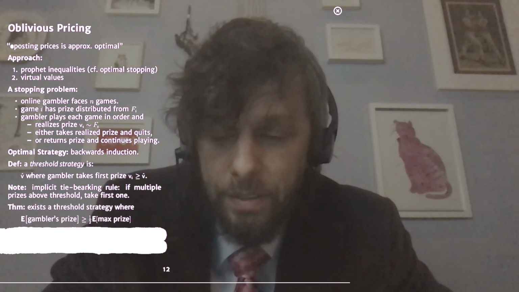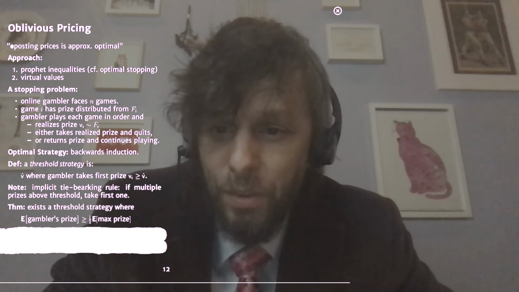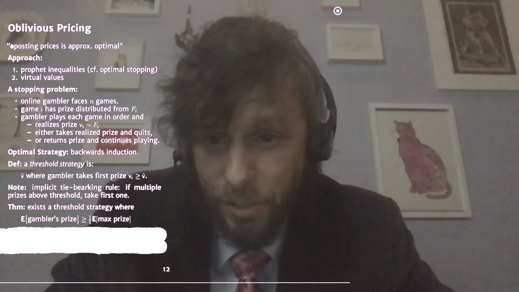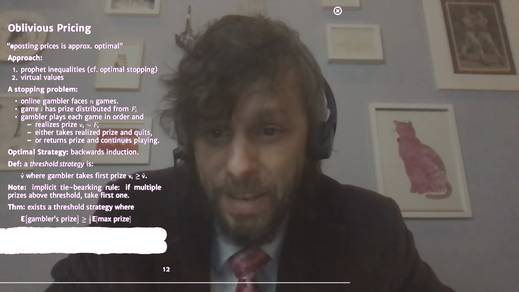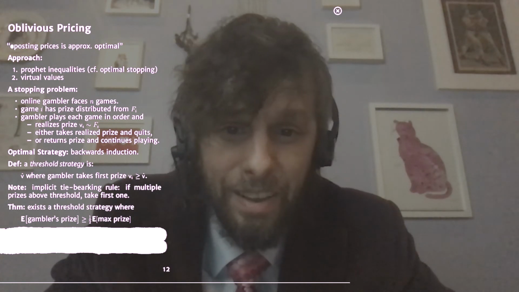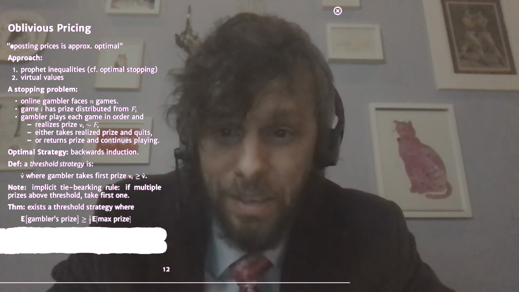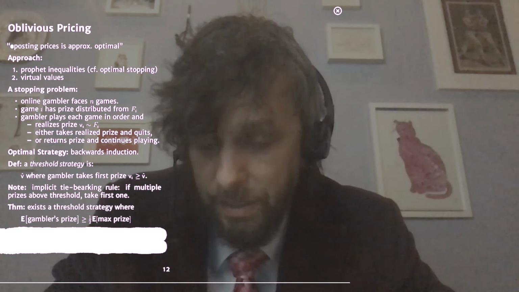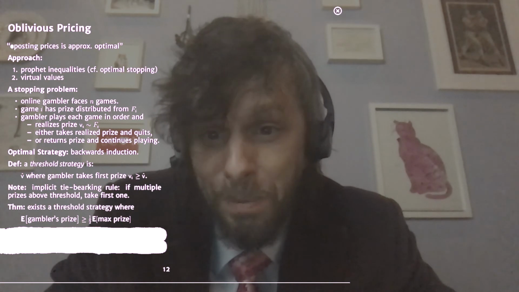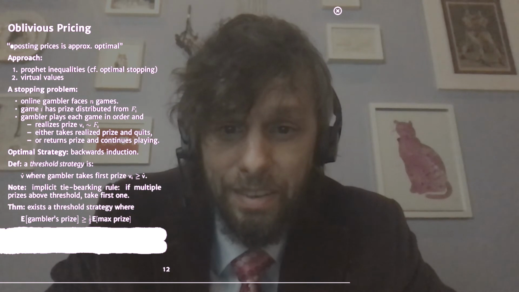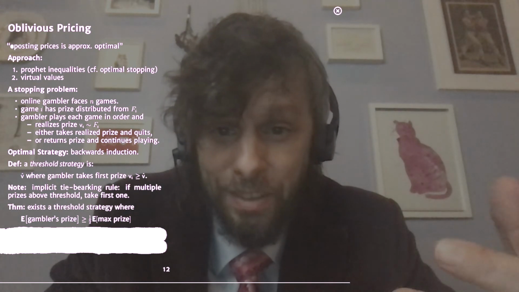Great. So here is the theorem. There exists a threshold strategy where the expected value of the gambler's prize from playing this threshold strategy is at least half of the expected value of the maximum prize, in hindsight. If we knew what all the prizes were going to be, this is just the expected maximum of the prizes. This theorem is called the prophet inequality because, in some sense, the gambler is getting close to the performance of the prophet who could see the future.